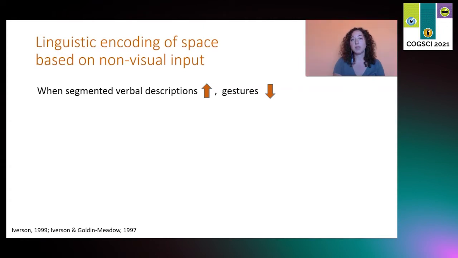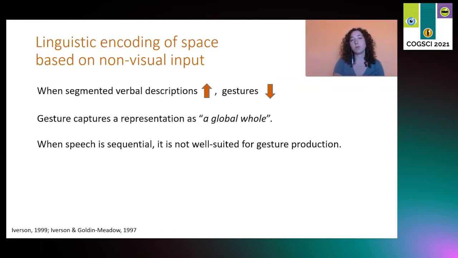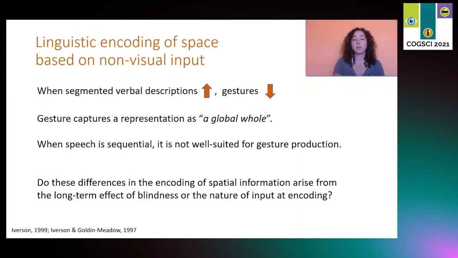Results also show that when children gave segmented verbal description, regardless of their visual status, they produced fewer gestures. Researchers claim that this happens because gesture captures a representation as a global whole, but it's also integrated with speech. Thus, when speech is sequential, it's not well suited for gesture production. However, it's not clear from these results whether the differences in the encoding of spatial information arise from the long-term effect of blindness or the nature of input at encoding.